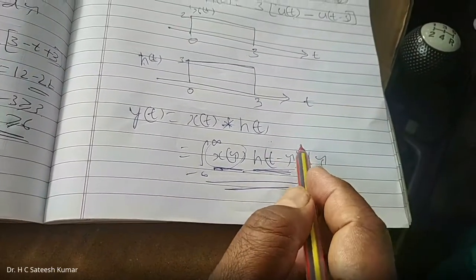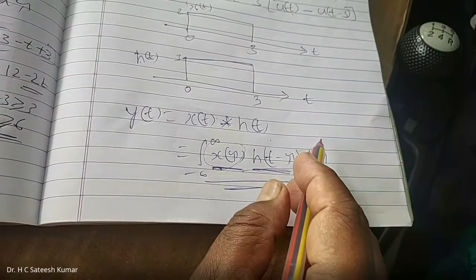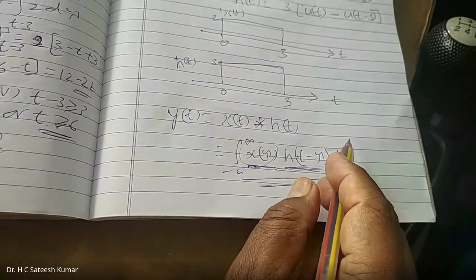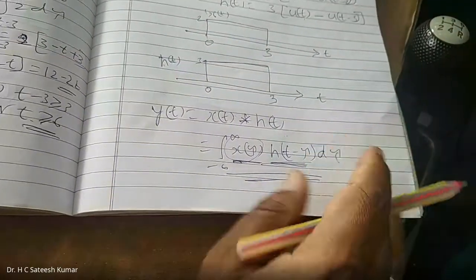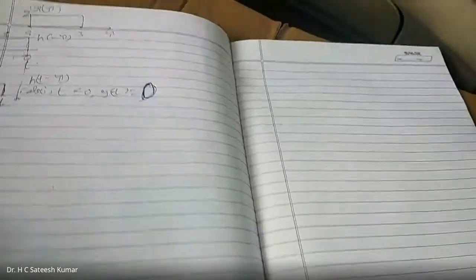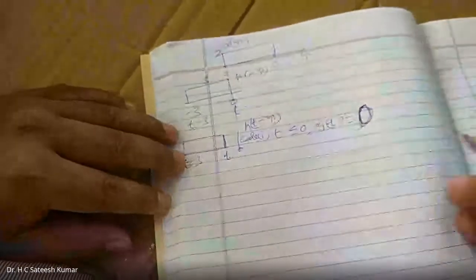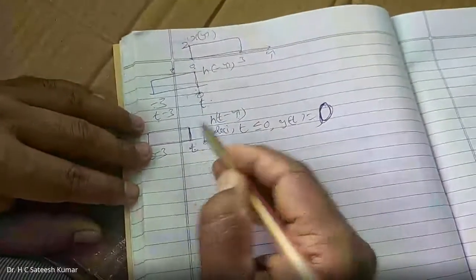I mean to say that multiplication of signals is nothing but multiplying the corresponding values of the signal. So now what you should do? Multiply. 0 into something, 0. 0 into something, 0. We got it, as long as this edge is before.